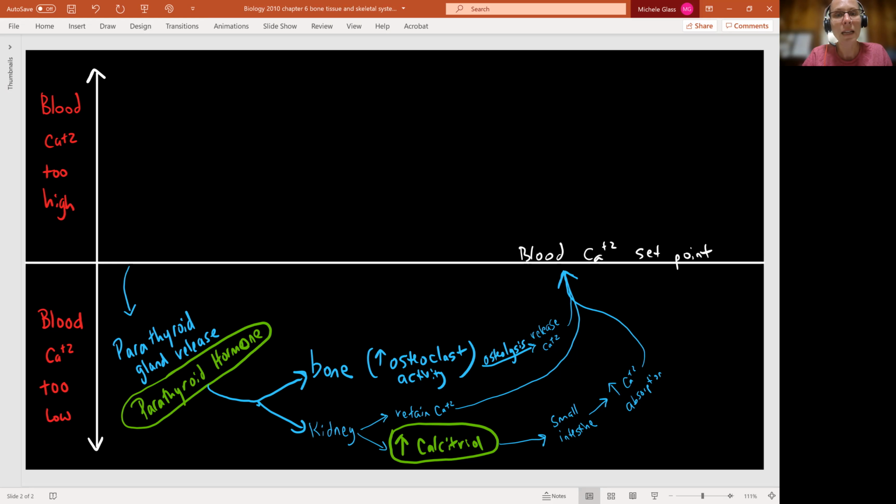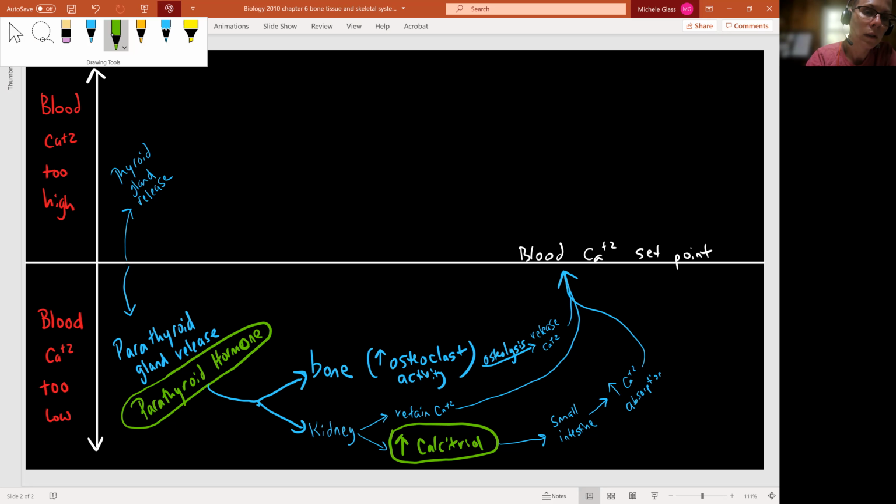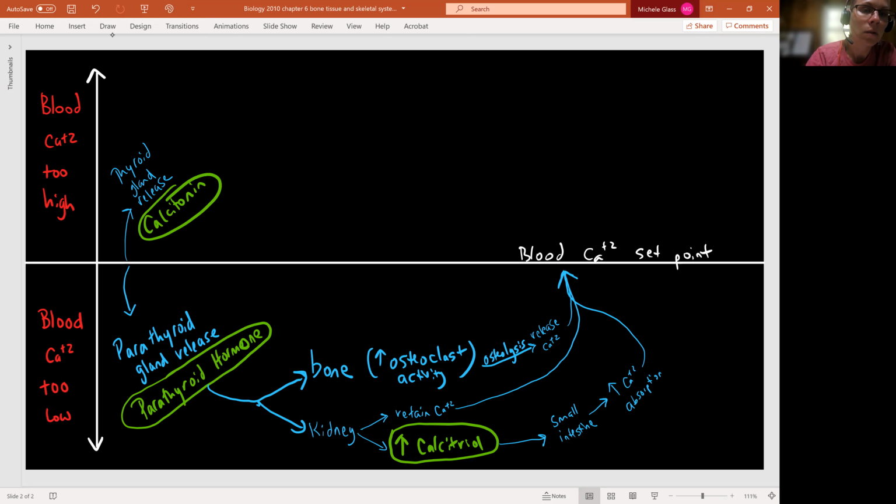So again, anything in the body that's regulated has to have a way of sensing that. And so we have cells that are sensing that our calcium levels are actually too high. When your calcium levels are too high, we're working on the top of our figure 8. What we see happening here is our thyroid gland is going to release the hormone calcitonin.